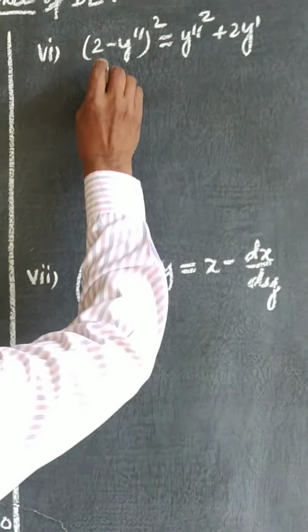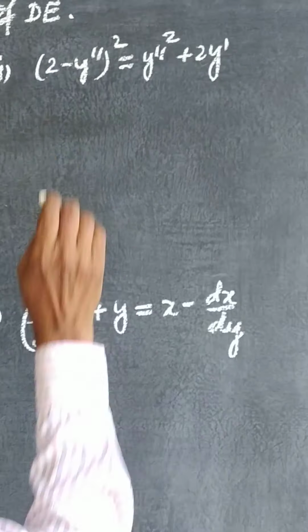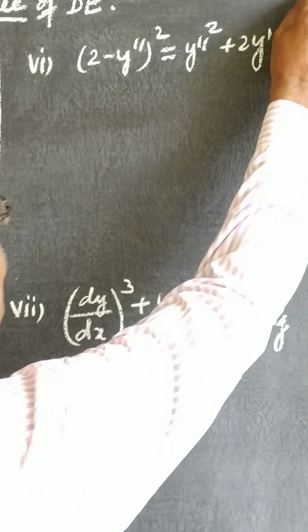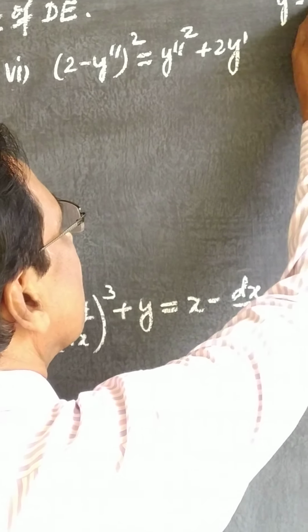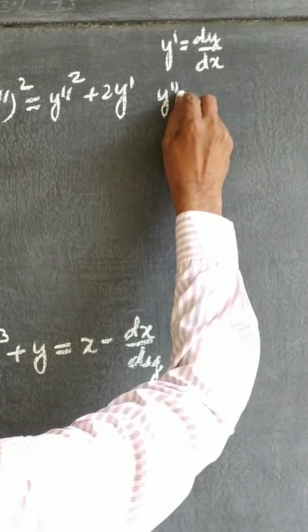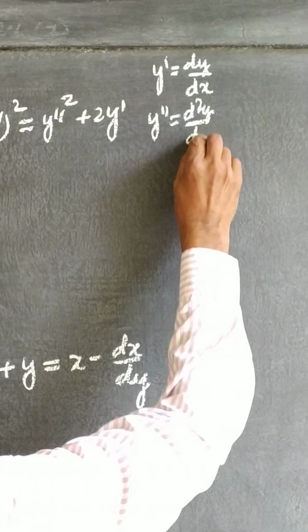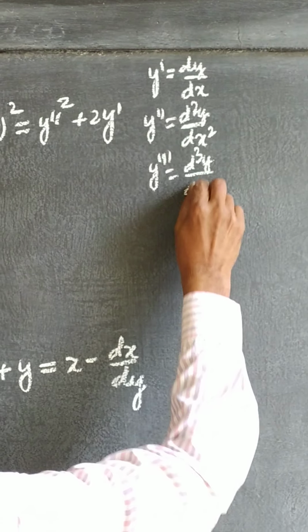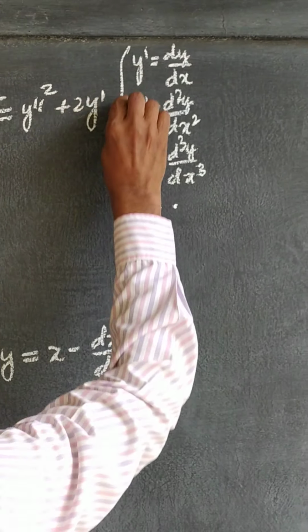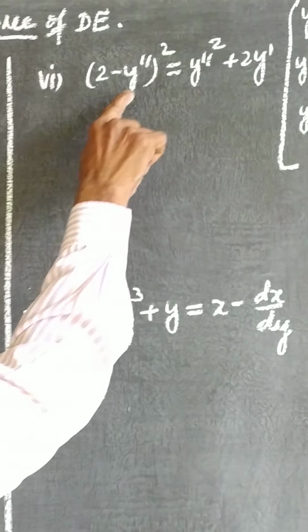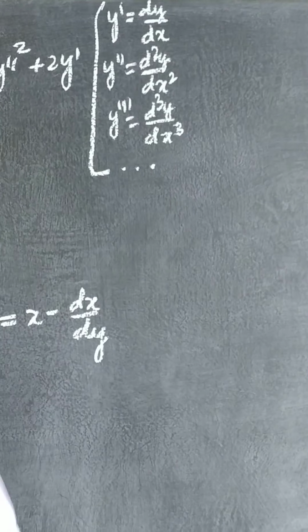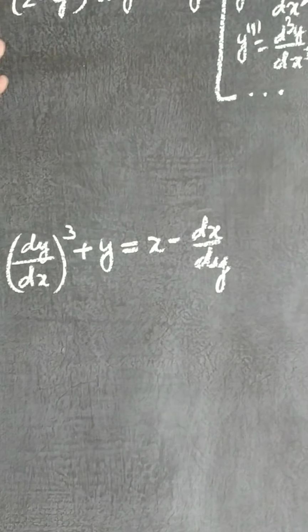Now let us come to the sixth problem: (2 minus y double dash). We have already seen that y dash means dy by dx, y double dash means d square y by dx square, y triple dash means d cube y by dx cube, etc. Here the problem is given in the form of y double dash and y dash, instead of writing in this form.